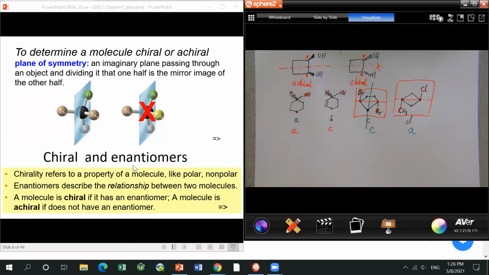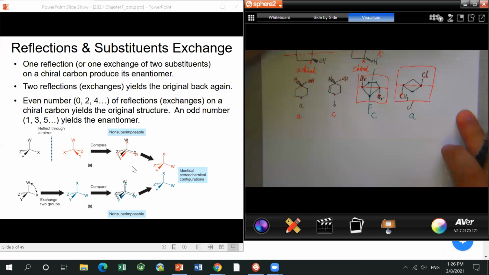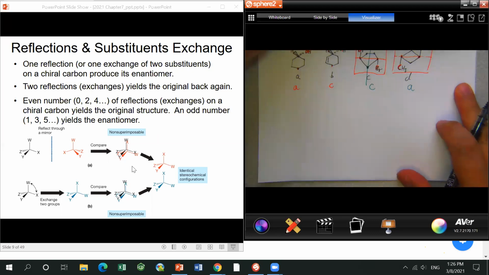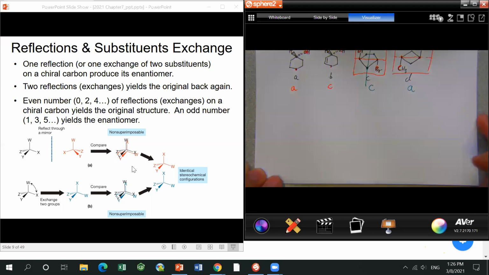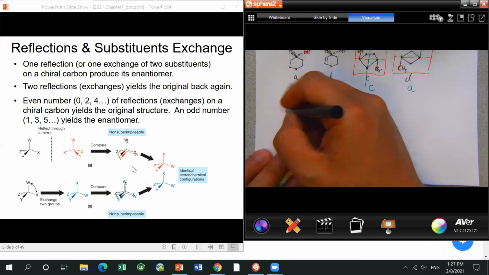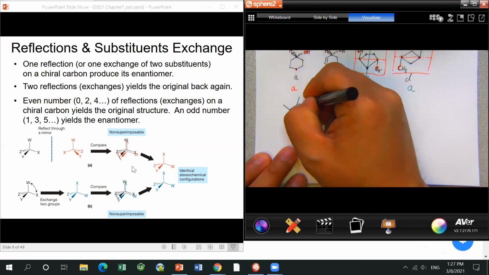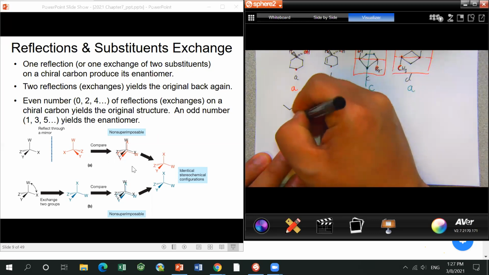One important thing when you draw a chiral molecule: be a little bit careful. Don't swap two substituents, because you will change the chiral configuration and also change its assignment. But when you draw a chiral molecule, you can rotate it and then flip it, no problem.